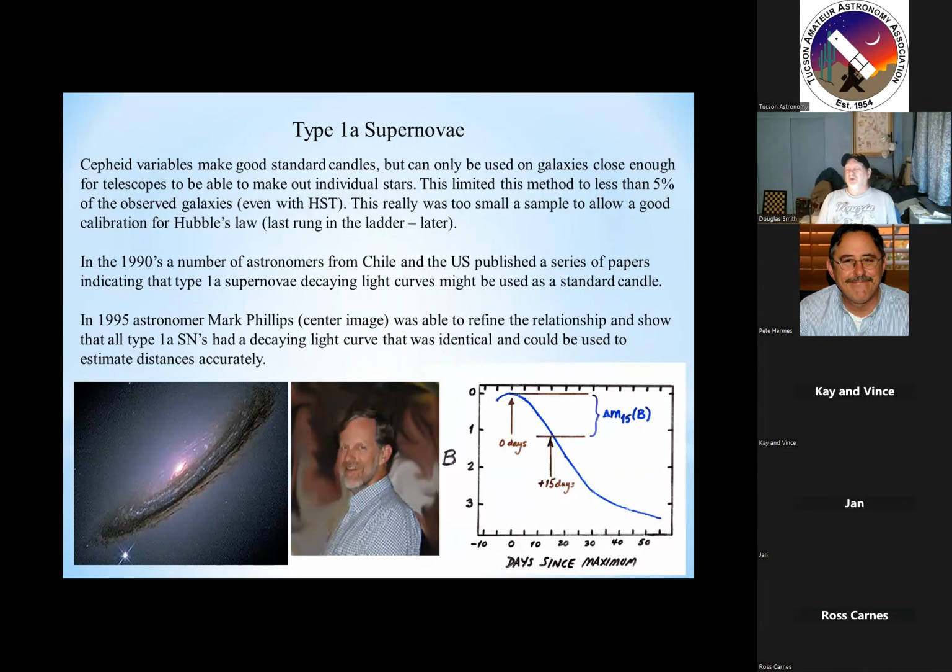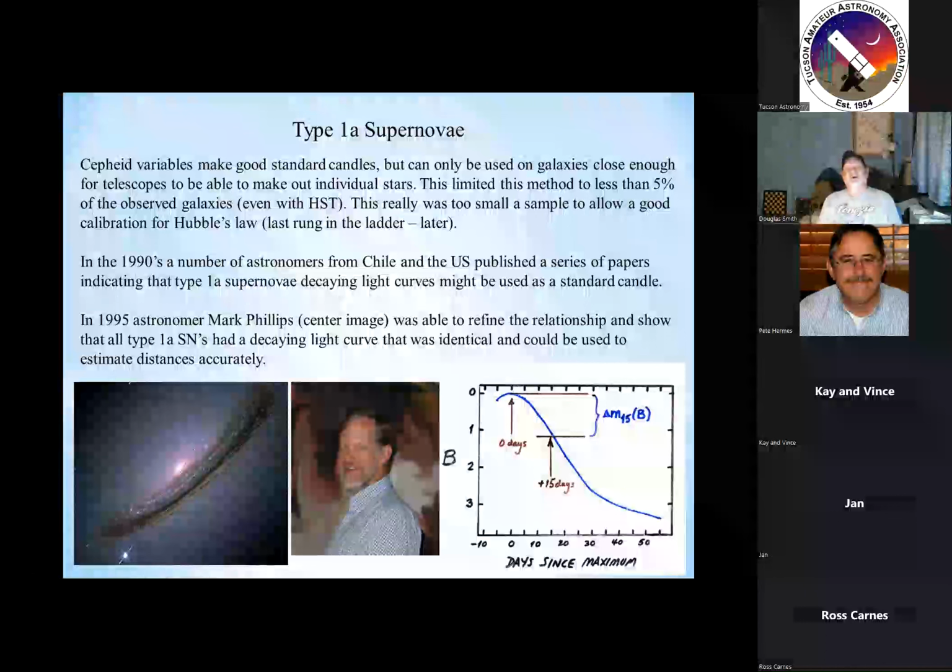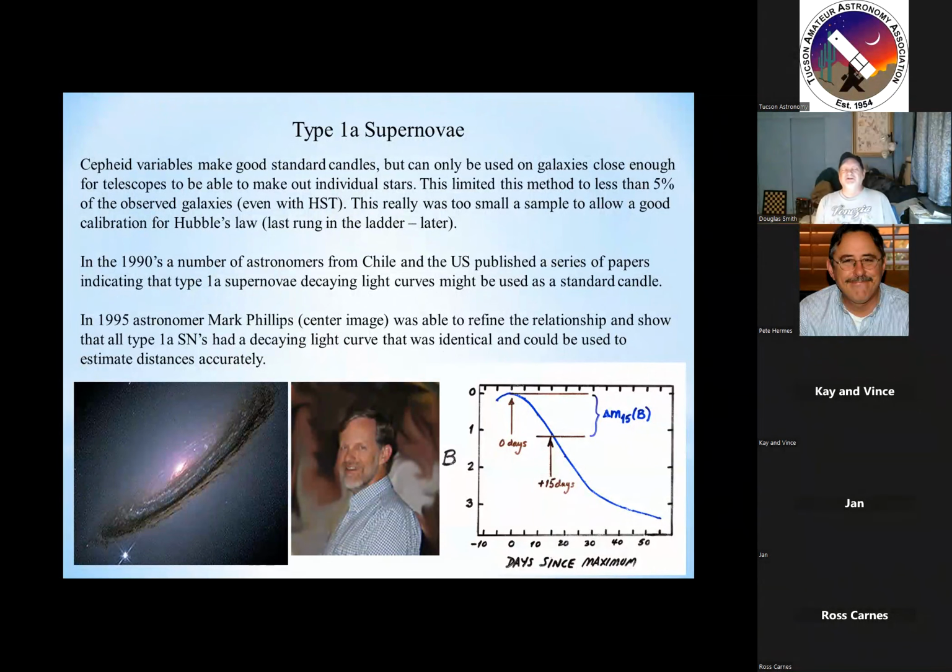Type 1 supernova. This is a little bit different than the other rungs that I've already done. It's going to be out of order because this is a very recent one. Surprisingly enough, this is the newest rung, but not the last rung. So I'm not doing them in order of years. I'm doing them in distance order.